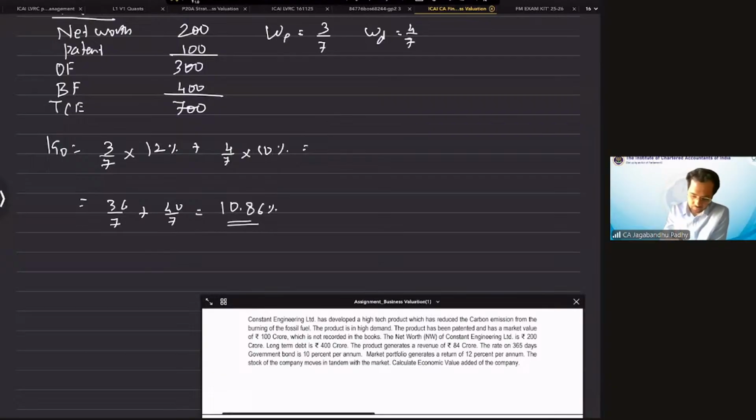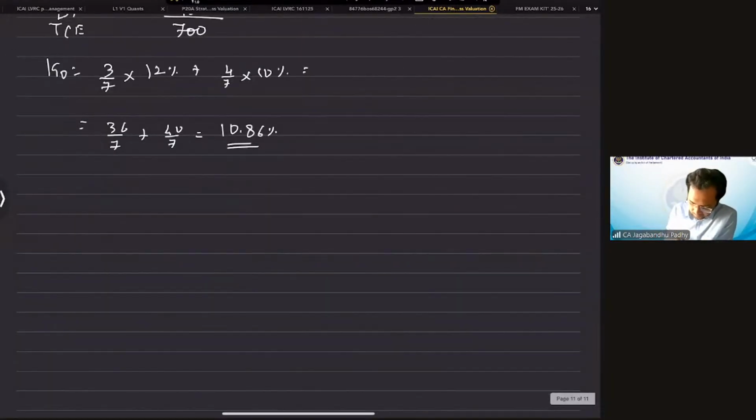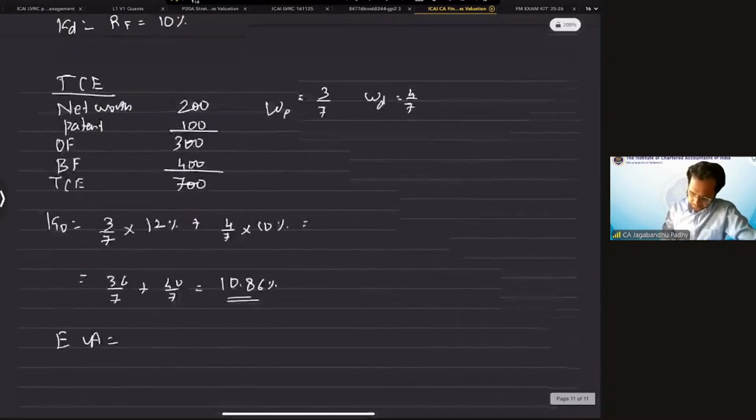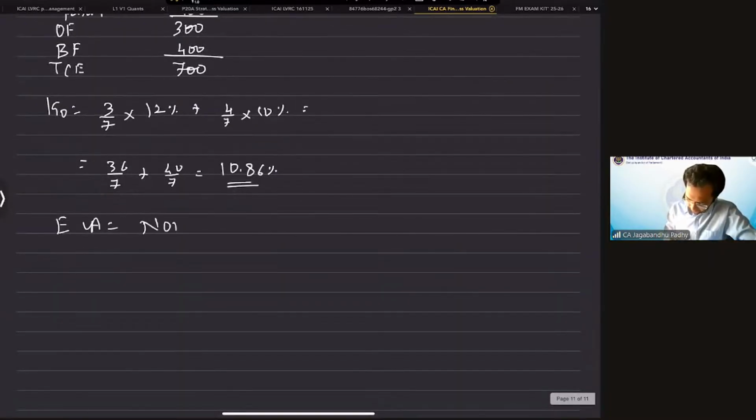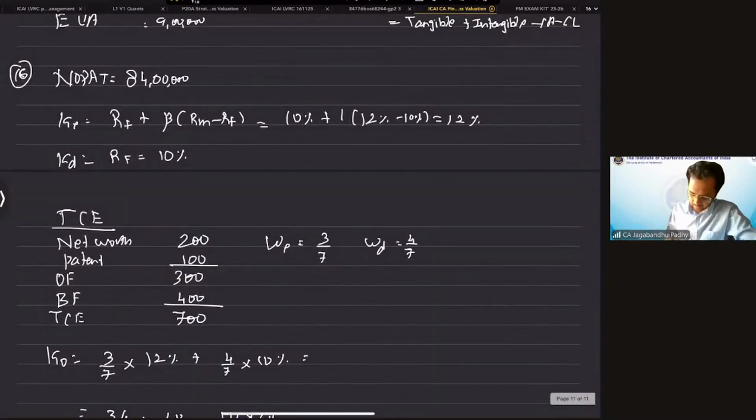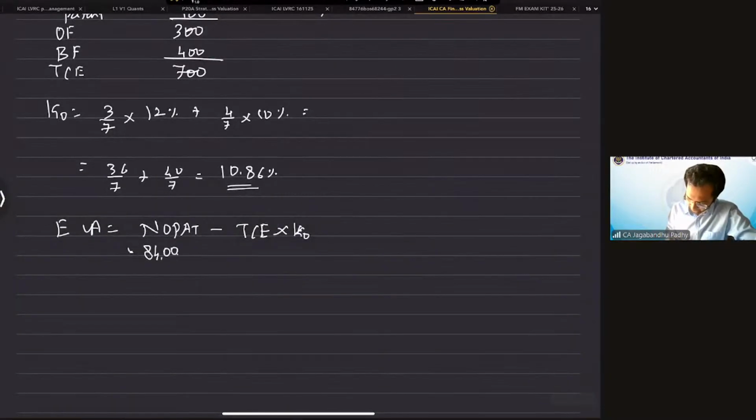So we got the KO. We have the NOPAT also. We can definitely get the EVA now. So how do we get the economic value added, guys? Economic value added will be NOPAT of 84 lakhs minus overall cost of capital, which is total capital employed into KO. So net operating profit after tax is 84 lakh minus total capital employed of 700 lakhs into KO of 10.86%.